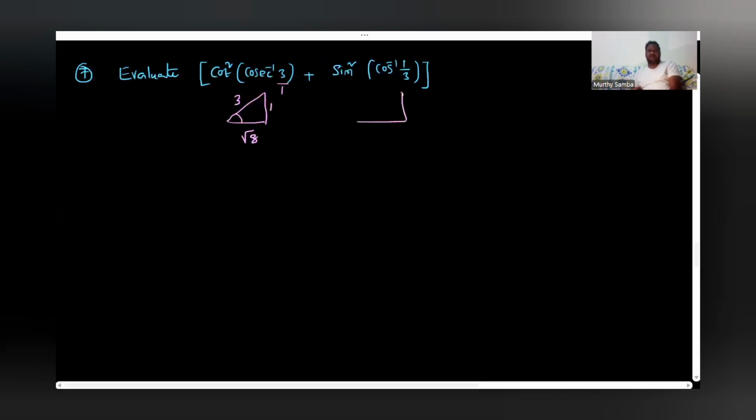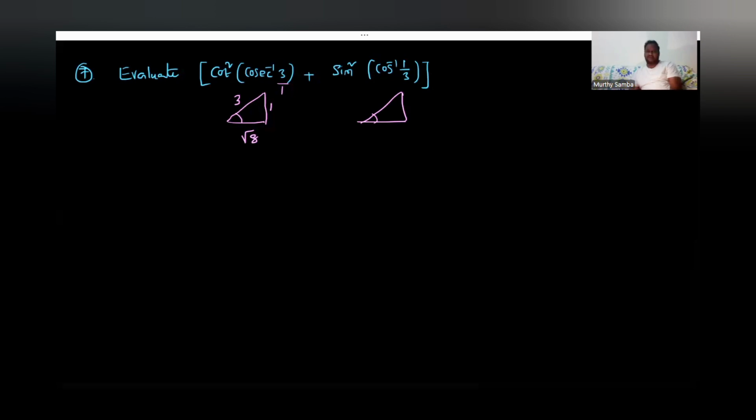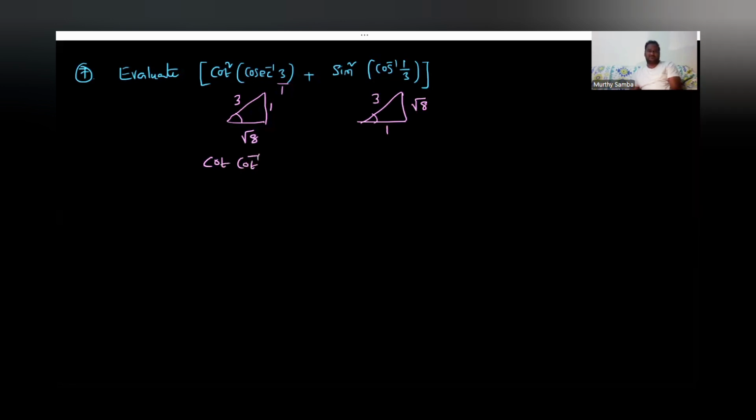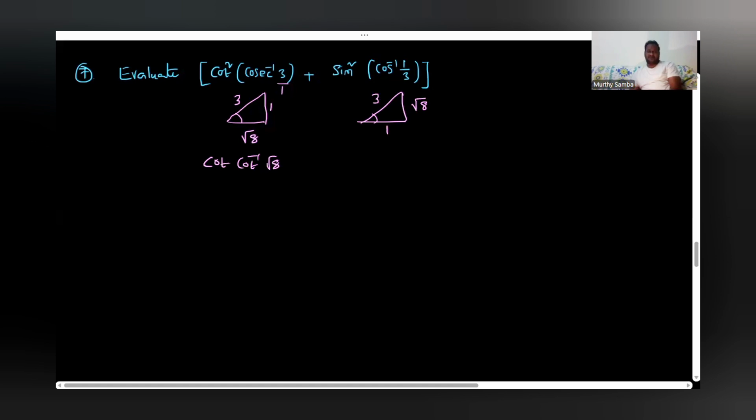And cos inverse 1 by 3. This is the angle. Cos means side adjacent is 1 and this is 3. So that this is going to be how much? This is going to be root 8. Correct? So from this, what is cot? Cot is equal to adjacent divided by opposite side, whole square, plus sine square, sine of sine inverse. What is sine inverse from this? It is going to be root 8 divided by 3 whole square.